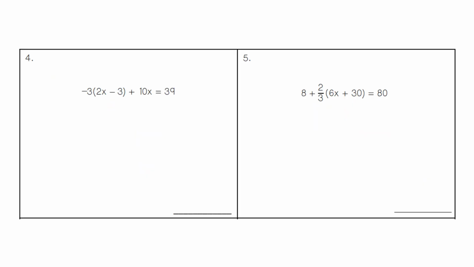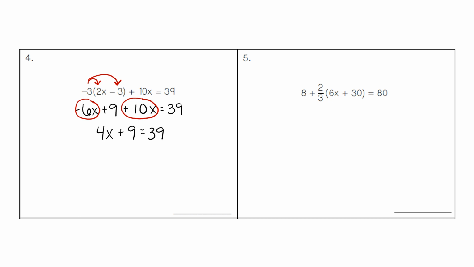For number 4, we start with our parentheses and we multiply our negative 3 times 2 to get negative 6. Negative 3 times negative 3 would make a positive 9, plus the 10x equals 39. Our next step is to combine our like terms, the -6 and the +10, because they both share the same letter x, which gives us a value of 4x. Plus 9 equals 39. To solve the equation, we draw our line down the equal sign.